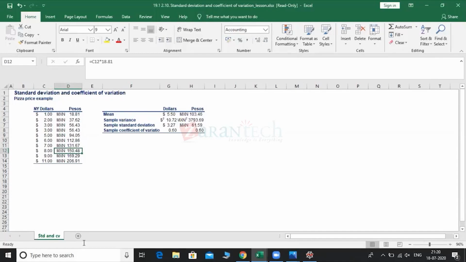Now let's see what this thing is doing. So this is a pizza price, pizza prices for different situations. The price is the same, right? One is in pesos and one is in New York dollars, so basically American dollars and pesos. What we are trying to see here is, let's say these are the pizza prices in dollars, and the other is the same, it's basically just a conversion. It's just that the numbers are converted into pesos. That is all this is, right?